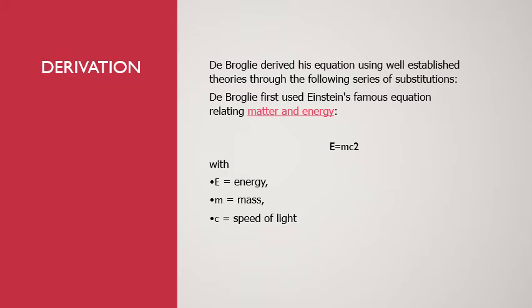he combined two equations. The first is Einstein's famous equation, the mass-energy relationship, E equals mc square, where E is the energy, m is the mass, and c is the speed of light. This is the mass-energy relationship, Einstein's famous equation. He used this equation, E equals mc square.